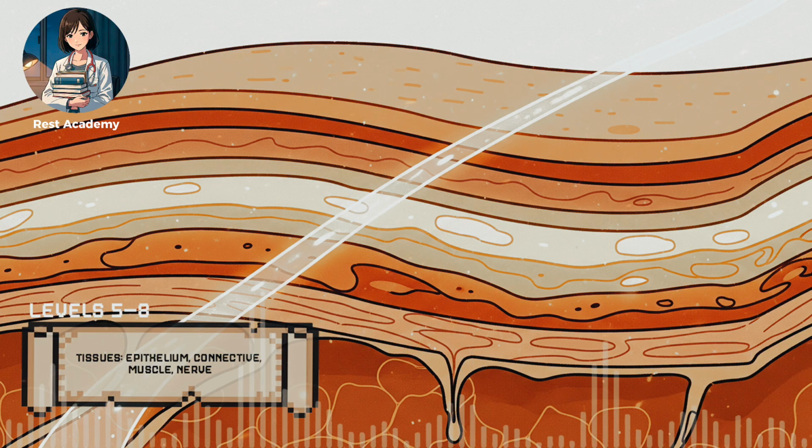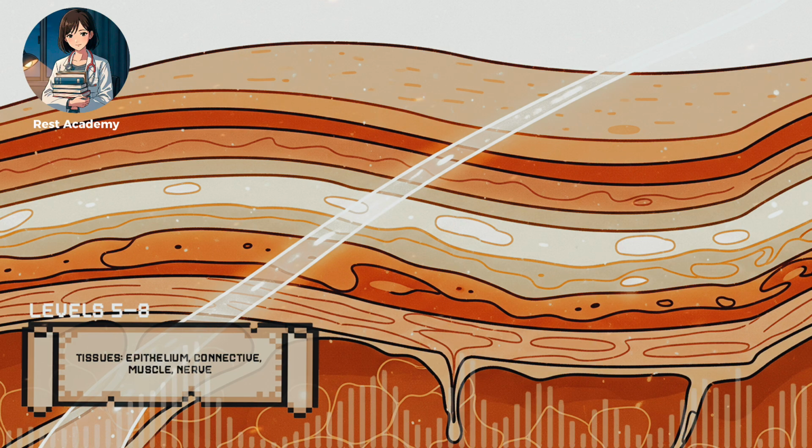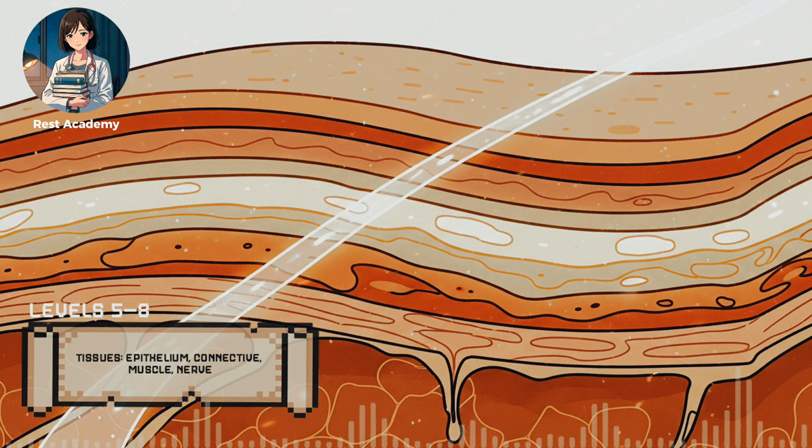When you assemble these four materials into an organ, their cooperation becomes plain. Consider the small intestine. Epithelium with densely packed microvilli absorbs nutrients. Just beneath, connective tissue in the lamina propria supports capillaries and immune cells. Smooth muscle layers generate peristalsis. Intrinsic enteric neurons coordinate local reflexes even without conscious input.